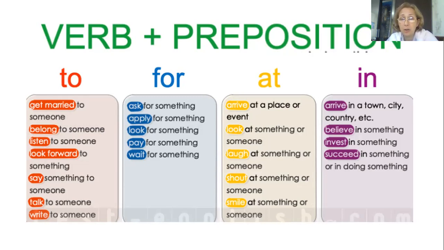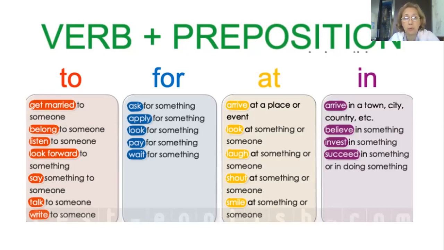Then the preposition at, arrive at a place. When we speak about a place or event, look at something, смотреть на что-то, laugh at something or someone, смеяться над чем-то или над кем-то, shout at, кричать, smile at, улыбаться. And also preposition in, arrive in a town, in a city. So, and believe in something, верить во что-то, invest in something, вкладывать, инвестировать, and succeed in something. It's like what we have already mentioned.